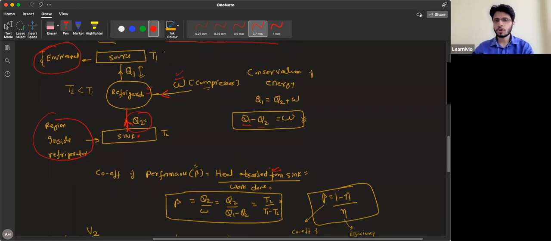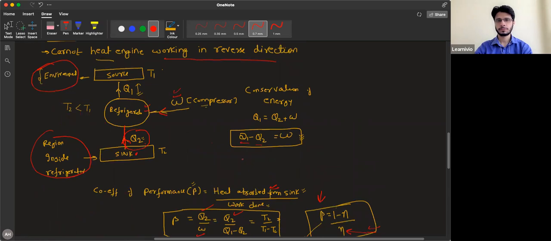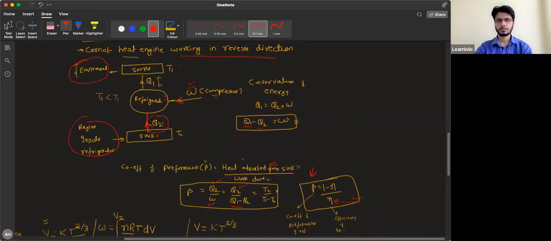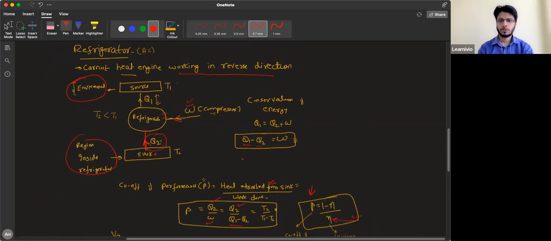Heat absorbed from the sink is Q2, work done is Q1 minus Q2. So I can write this as Q2 by W, or Q2 by Q1 minus Q2. Or in terms of temperature, it comes out to be T2 by T1 minus T2. And this is the relation between the coefficient of performance and the efficiency. This is your refrigerator. Please note it down. I'm going to do one more very good one.